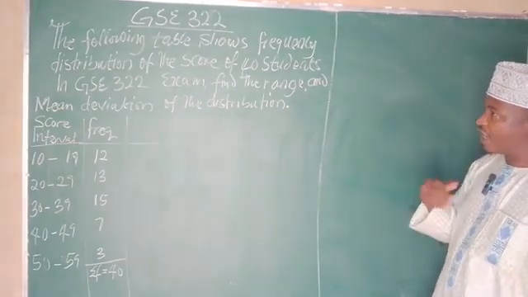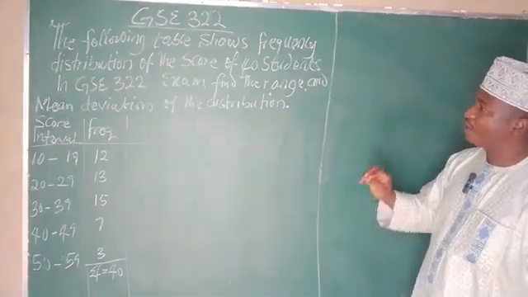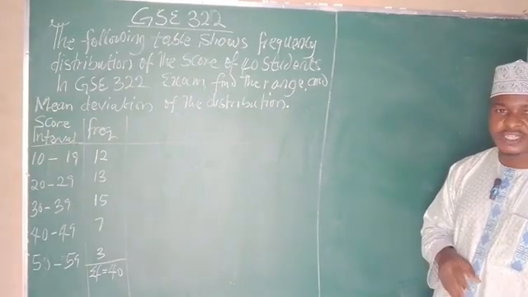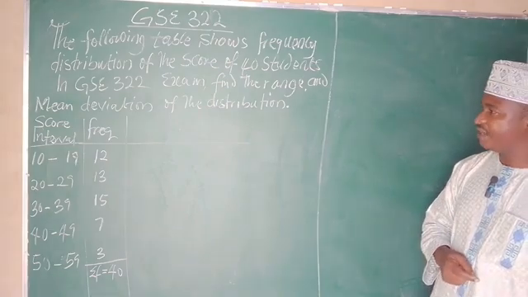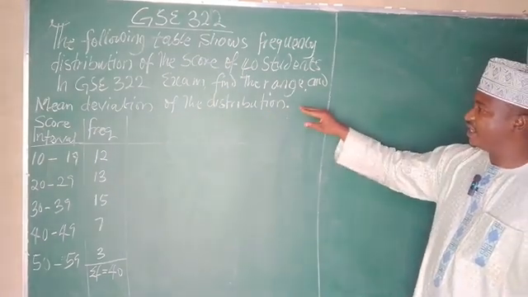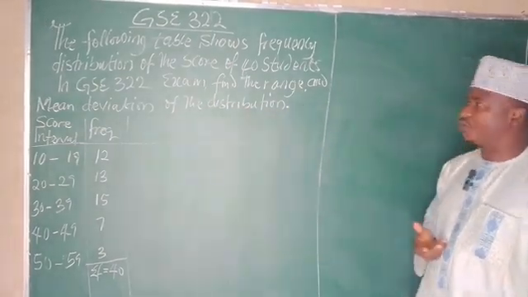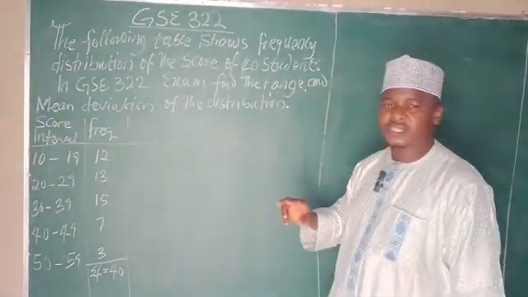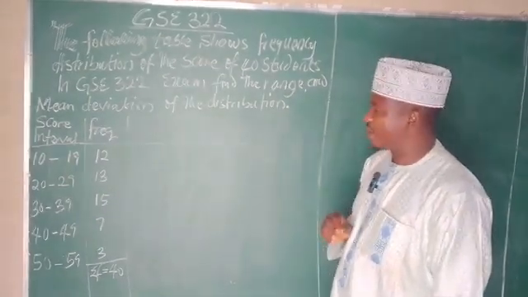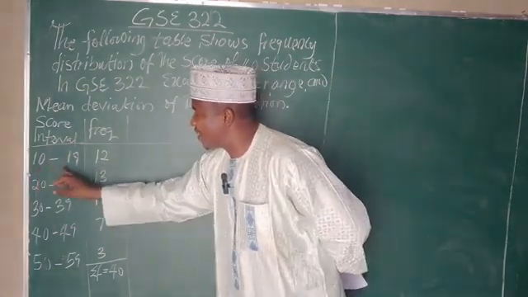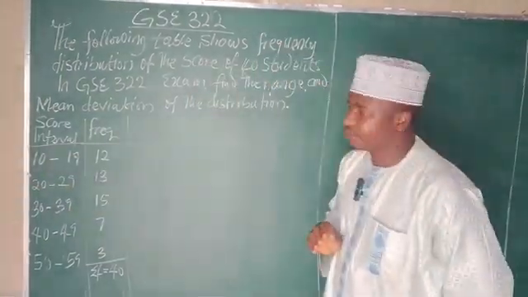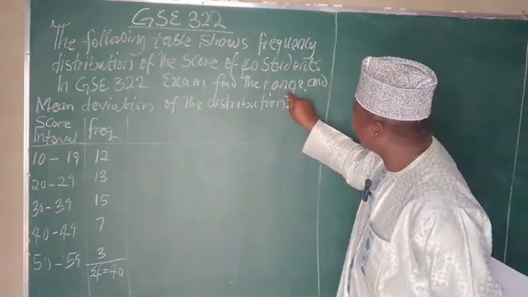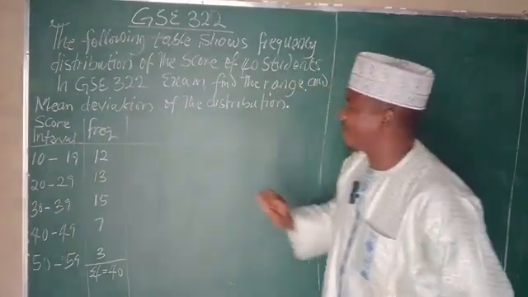Here on the board, we have a question saying the following table shows the frequency distribution of the score of 40 students in the GSE 322 examination. Find the range and the mean deviation of the distribution. When looking at the table, we see that it is a grouped data distribution because it has an interval and a frequency. So now we are asked to find the range and the mean deviation of the distribution.